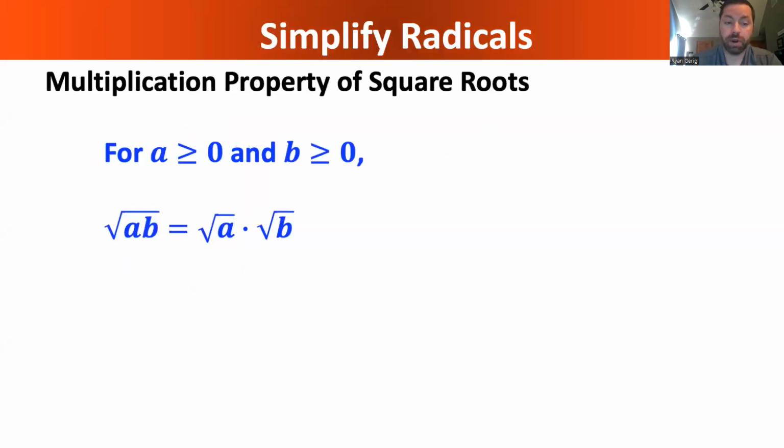So a reminder, I showed you this property in the last lesson. For positive numbers a and b, if you multiply them together, you can separate them into two radicals. Well, the opposite of that is also true. If I have two separate radicals and they're multiplied together, I can put them together under one radical.